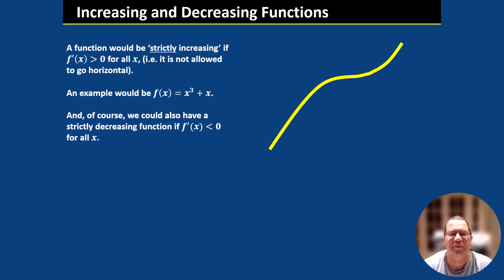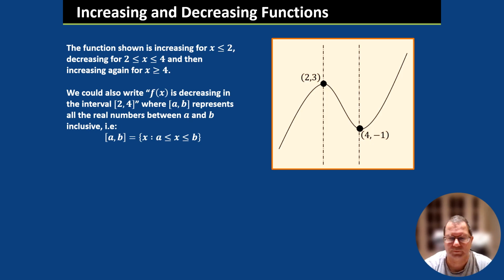A function would be strictly increasing if f'(x) is greater than 0 for all x, i.e. it's not allowed to go horizontal and be 0 at any point. An example of that would be f(x) = x³ + x. And of course we could also have a strictly decreasing function if f'(x) is less than 0 for all x.